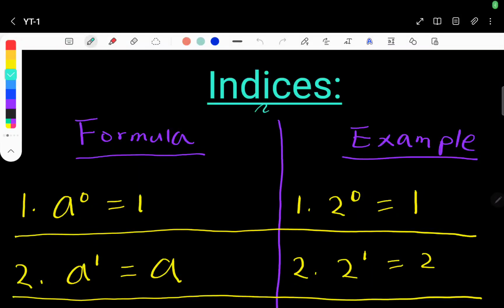Today we're going to learn indices by using the formulas and also the examples. Okay, the first formula. A power of 0, what do you get? You get 1. Whatever thing power of 0, you will get 1. For example, like 2 power of 0, what do you get? You will get 1. Understand?